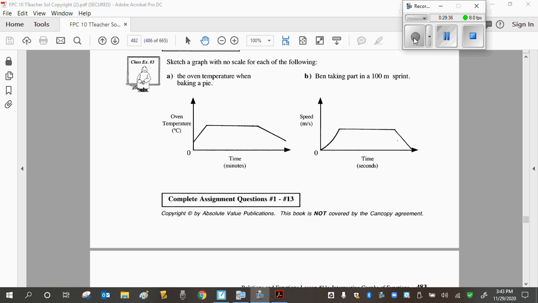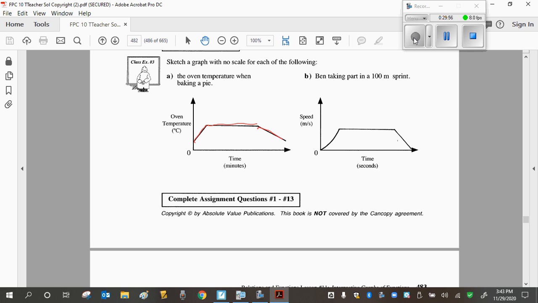Okay, here's what I see when baking a pie. The oven gets really hot, and then you set it for, I don't know, 375 degrees, so it stays like that, and then you take the pie out of the oven and shut it off. It doesn't just get to 0 right away. It takes some time to cool off.